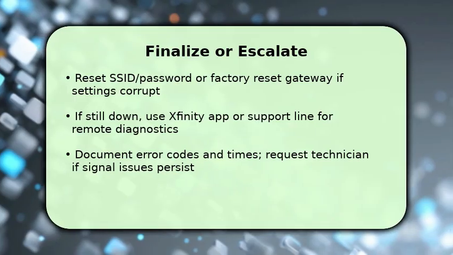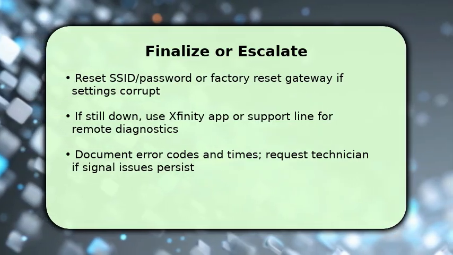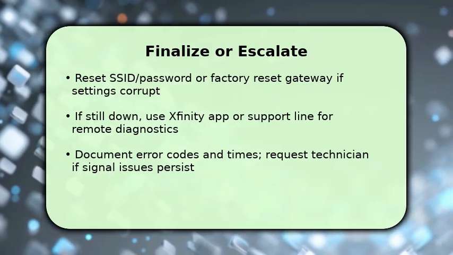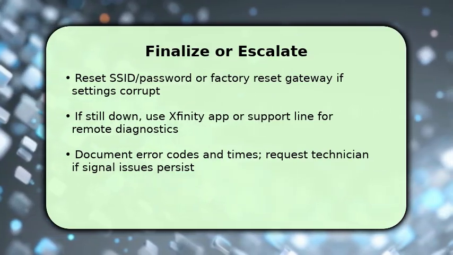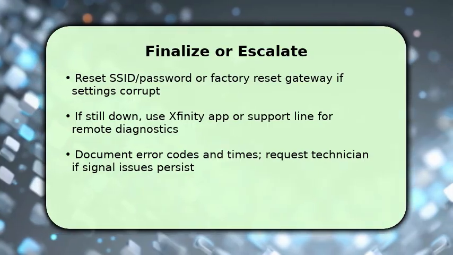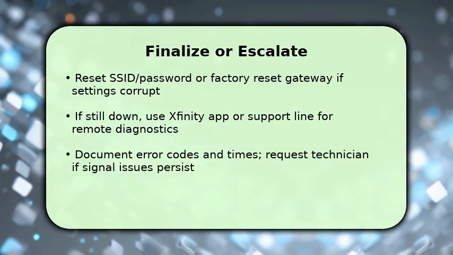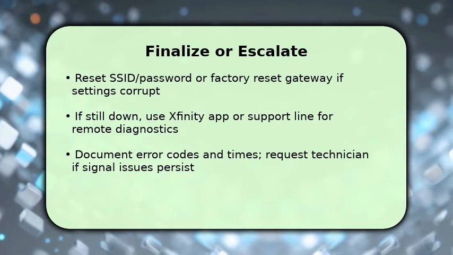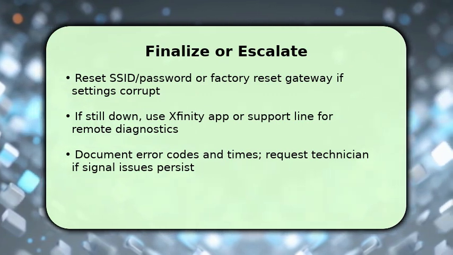If problems continue, open the Xfinity app or call support so they can run remote diagnostics and check provisioning. Provide them your recorded error codes and the times you saw drops. One key tip: if downstream signal levels are too low or noisy, insist on a technician visit because that physical line issue won't be resolved by settings alone.